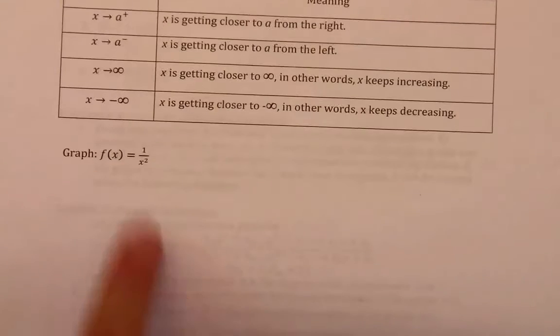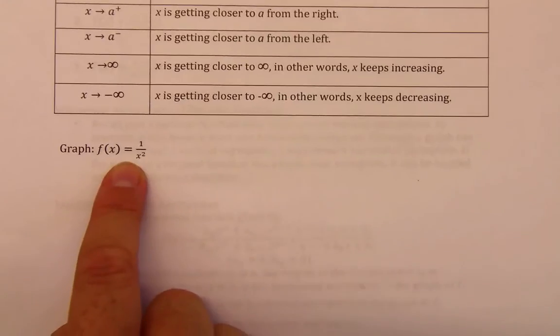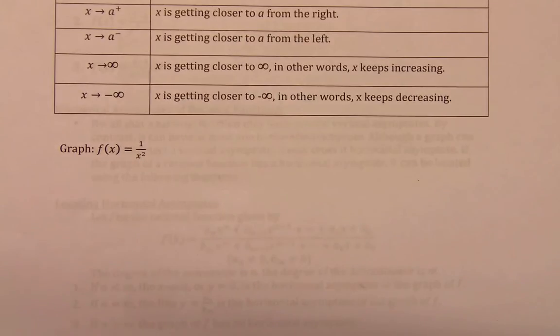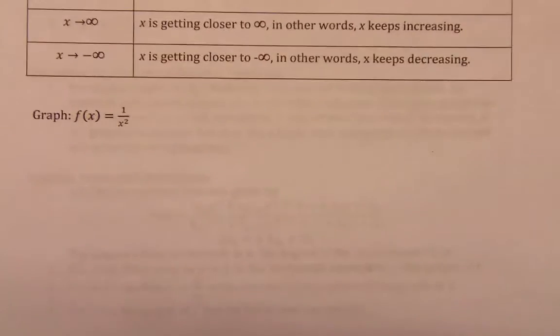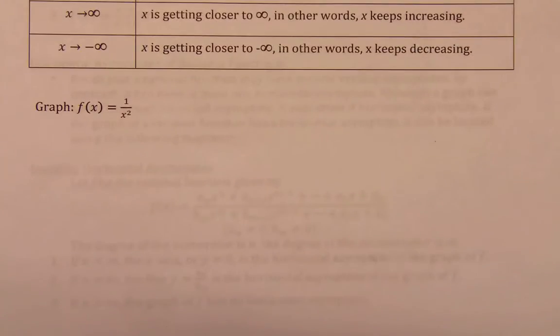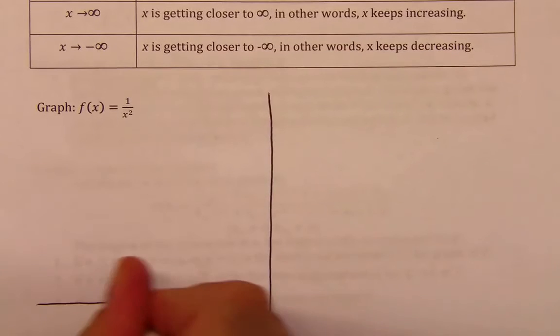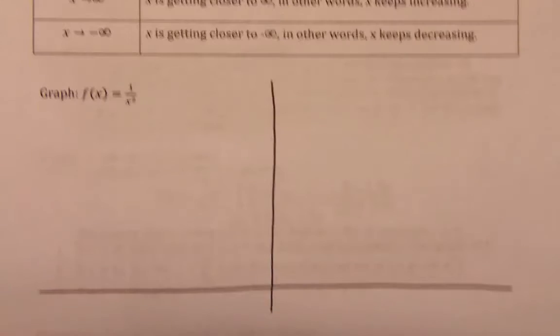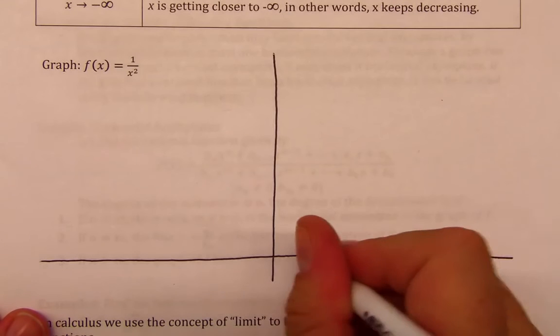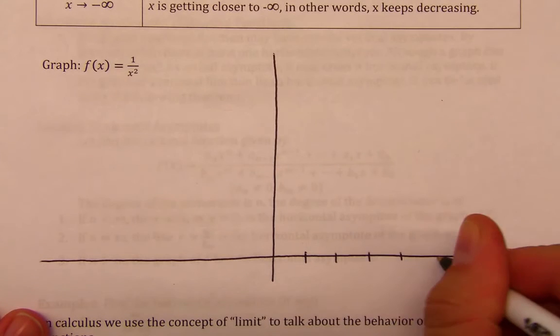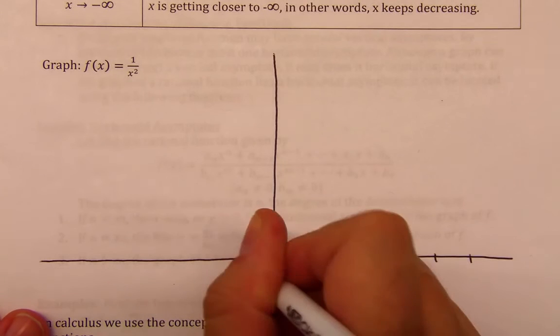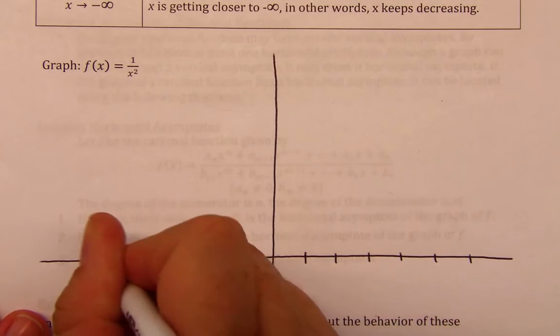So what we're going to do now is graph the next basic rational function, 1 over x squared. Rather than making a big table like I did last time, I am going to just verbally say what these values are. So let me go ahead and write out our graph here, set it up.